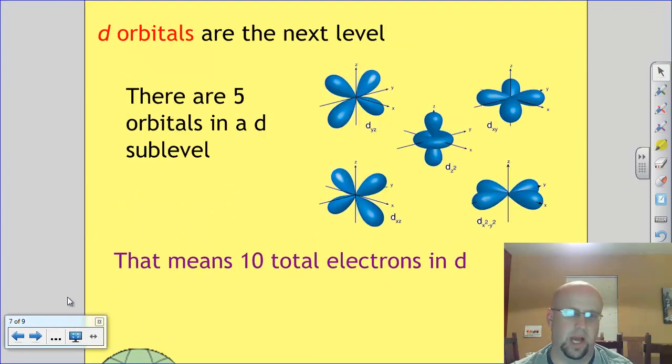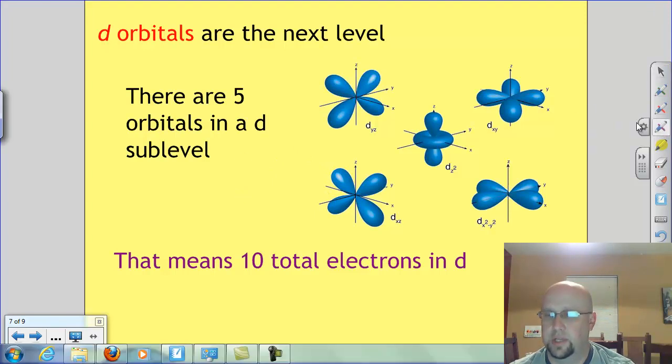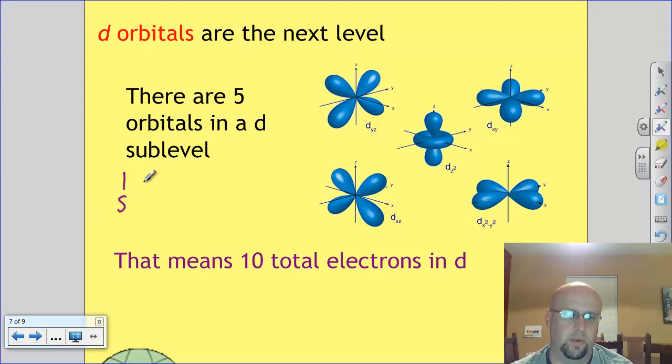Here's where it starts to get really wacky. D orbitals, the next step up from p. First off, there are 5 of them, and you should be noticing a pattern now. In case you didn't notice, the pattern was that we had 1 s, we had 3 p, and now we've got 5 d, and so that lets you know that the next one will be 7. We'll talk about that in a second.